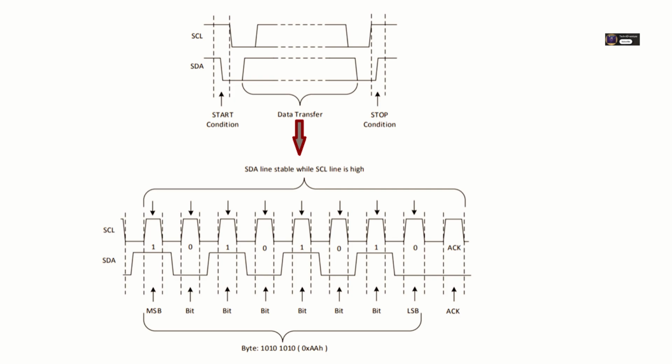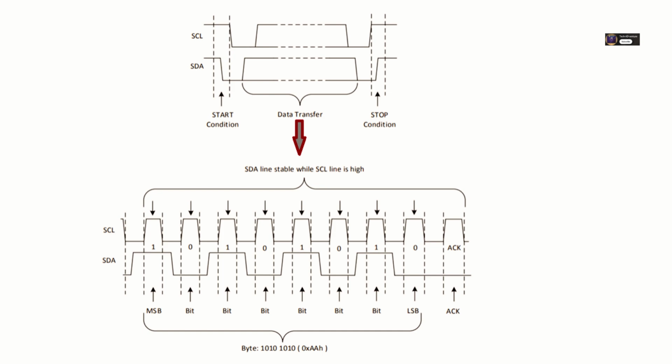The classic get-out-of-jail-free card for a stuck bus is the 9-clock recovery procedure. From the master, you manually toggle the SCL line low and high 9 times. This often gives the stuck slave enough clock pulses to finish whatever it was doing internally and release the SDA line. After the 9 clocks, you then manually generate a stop condition to fully reset the bus state. Doesn't always work, but it's the first thing to try. Okay, the 9-clock trick. Good one.